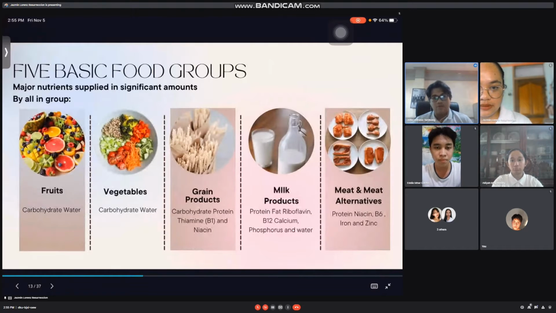So, in each food group, there are major nutrients supplied in significant amounts by all in these groups, which means every food group has these kind of major nutrients inside them. Depending on each group, there may be similarities, but mostly there are differences in each food group. Ms. Melgarejo, would you like to read each of the nutrients in each of the food groups?